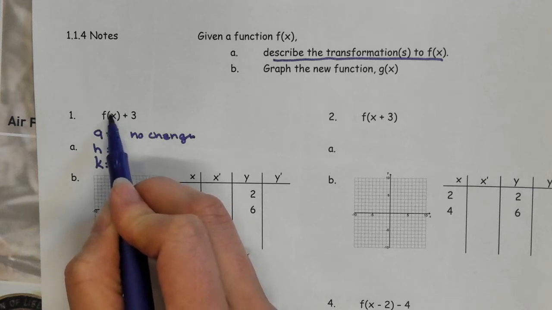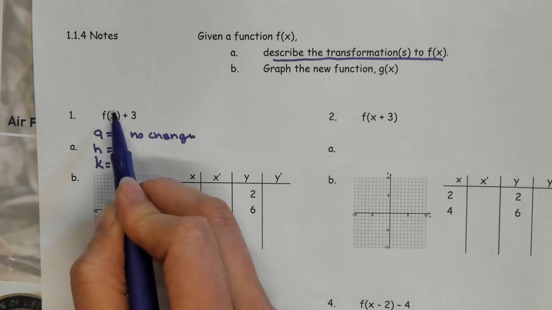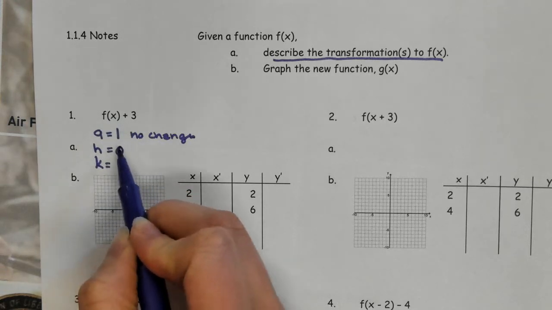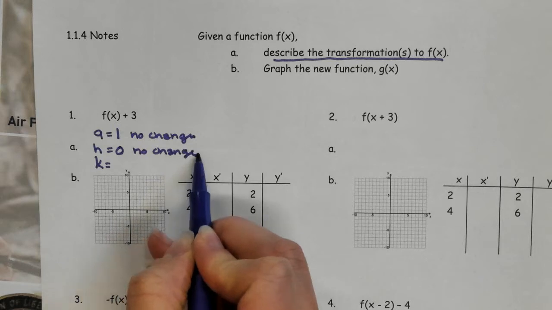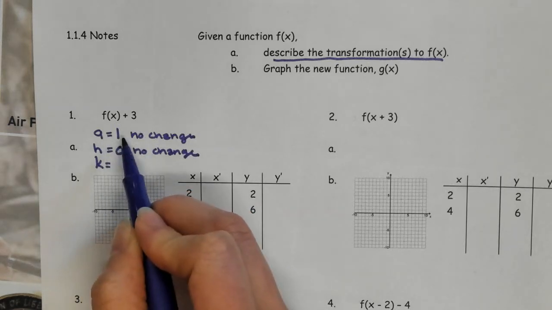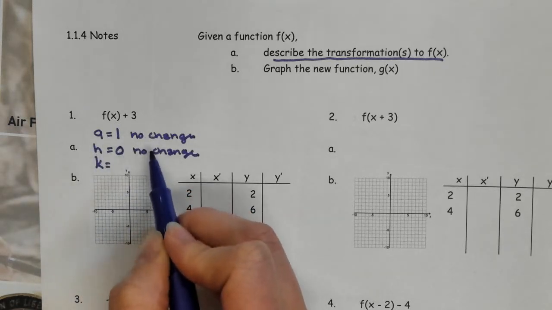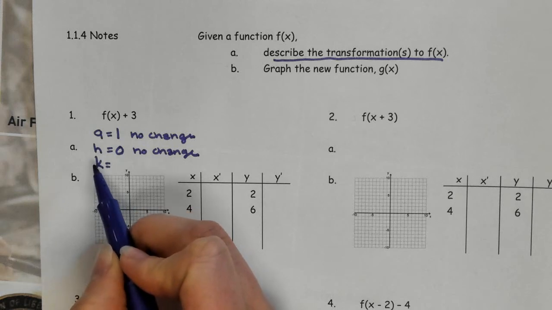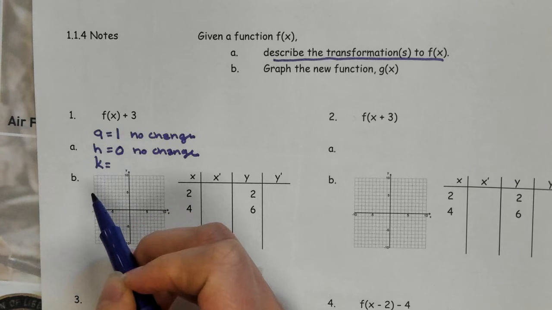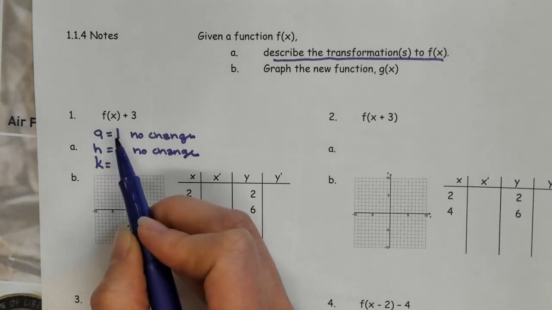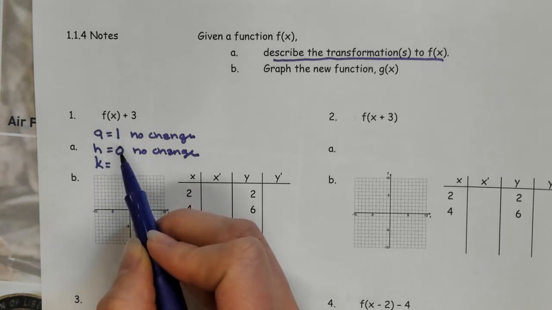H is the number by the x. It's being added or subtracted, so there is no number being added or subtracted. So it's a 0, and that means no change. It's a little confusing because 1 is 1 and 1 is 0, and they're both no changes. But h's and k's are being added or subtracted. A's are being multiplied. So when you multiply by 1, there's no change, and you add 0, there's no change.